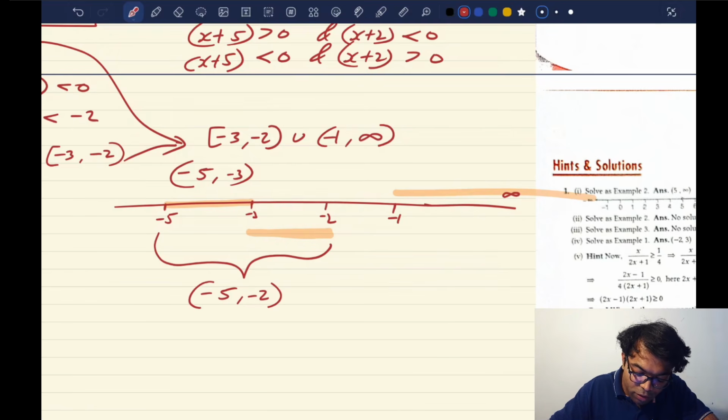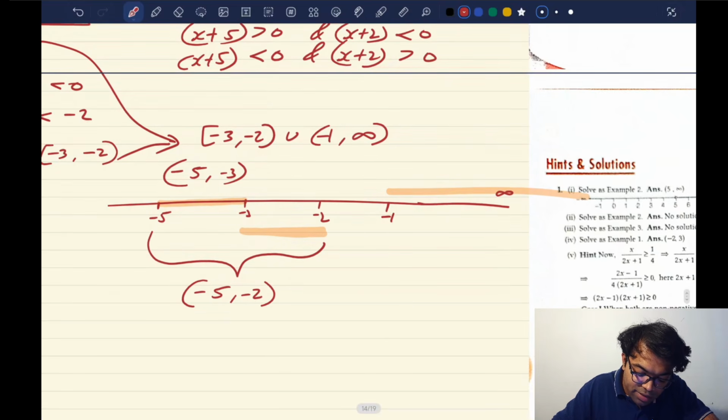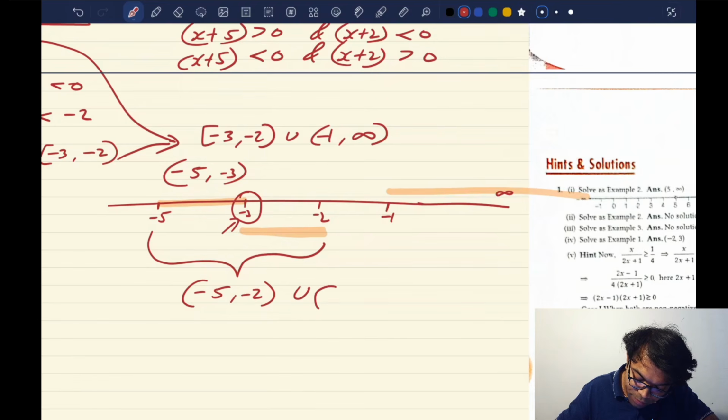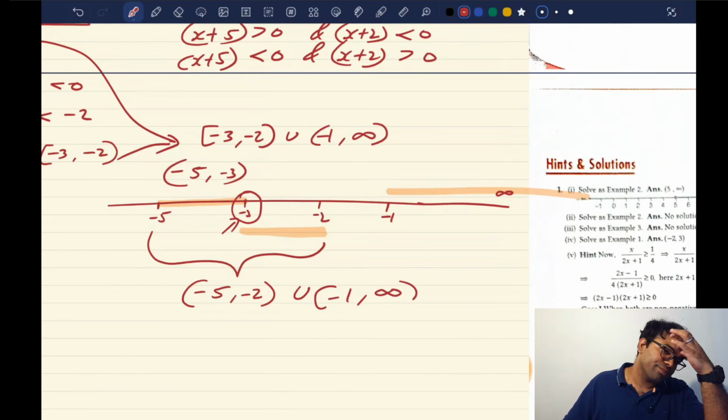If you get it, let me know. If you didn't get it, I'll explain again. See, in the first interval, minus 5 to minus 3, minus 3 was not included. But in the second interval, minus 3 to minus 2, this minus 3 is included. And then you say minus 5 to minus 2 is my overall region, union minus 1 to infinity. Understood?